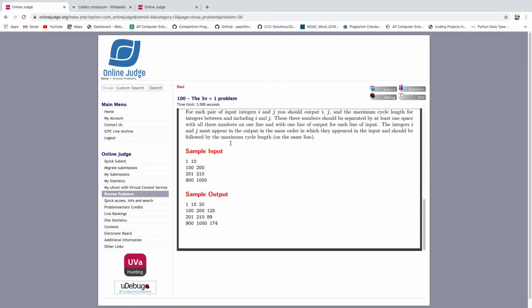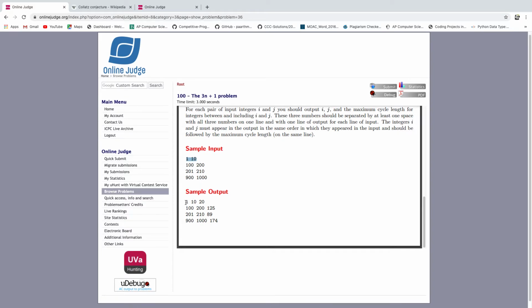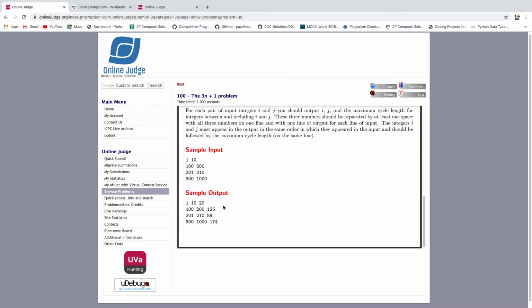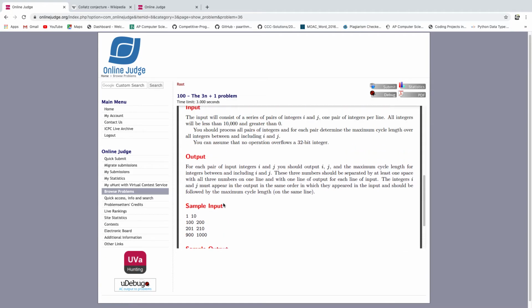Okay, so let's go to the sample input. If the sample input is 1 and 10, which is a pair of integers, the output is supposed to print the same integers, and then the maximum cycle length between these two numbers, including them. And you keep doing this for all the pairs of numbers and keep printing all the outputs. That is what is expected.